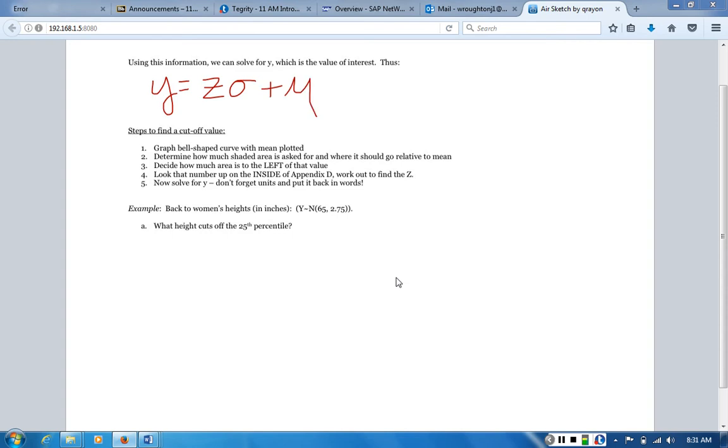So we're actually going to go back and finish the problem that I started. We're going to go through the little directions that I have here. The first part of the direction is to graph the curve with the mean plotted. I already did that. I determined how much was shaded, 10%, and where it should go relative to the mean, so I know that my value is going to be below the mean. We're going to decide how much area is to the left of that value. So let's go to that part.